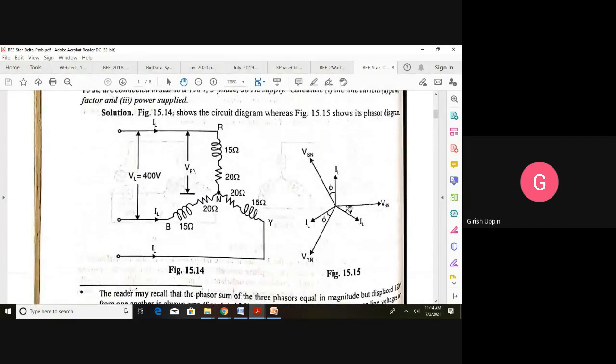You can see this is VRN, the R phase, then VYN 120 degree, and VBN with respect to VRN is 240 degree lagging. Then IL, what is this IL? Nothing but the I phase. This is lagging because it is RL, it is lagging by an angle phi.